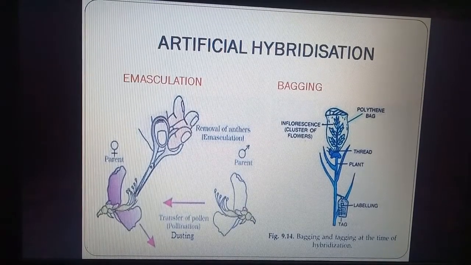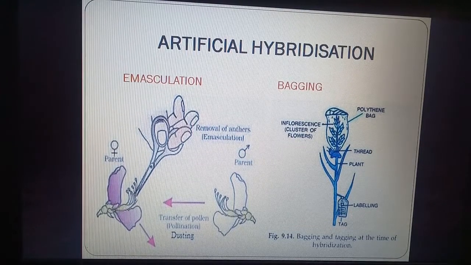Here we can see emasculation. In the left hand side diagram we can see that the anther is being removed by a pair of forceps or scissors, and in the second we can see bagging. The flower is covered with a bag.